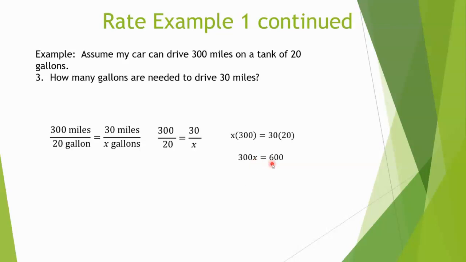From here, you probably can see what the answer is, but if you can't, that's okay. You just divide. So from here, we divide because we want x, not 300 times x. And then we get x is 600 over 300, which of course is 2. So we get 2 gallons.